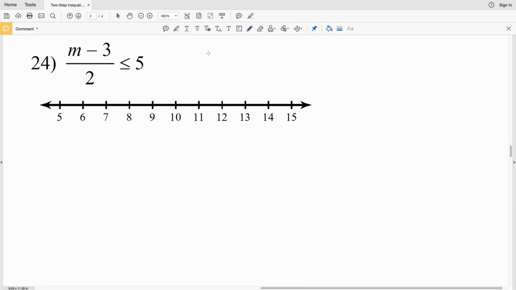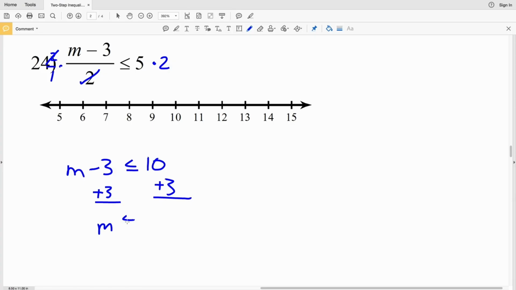On to number 24. M minus 3 over 2 is less than or equal to 5. Multiply by 2 over 1. That'll leave us with m minus 3 is less than or equal to 10, since 5 times 2 is 10. Add a 3 to both sides to get that m is less than or equal to 13. Circle and fill in the 13, and then shade everything to the left, since m is less than or equal to 13. And that wraps up this video and the two-step inequality worksheet.